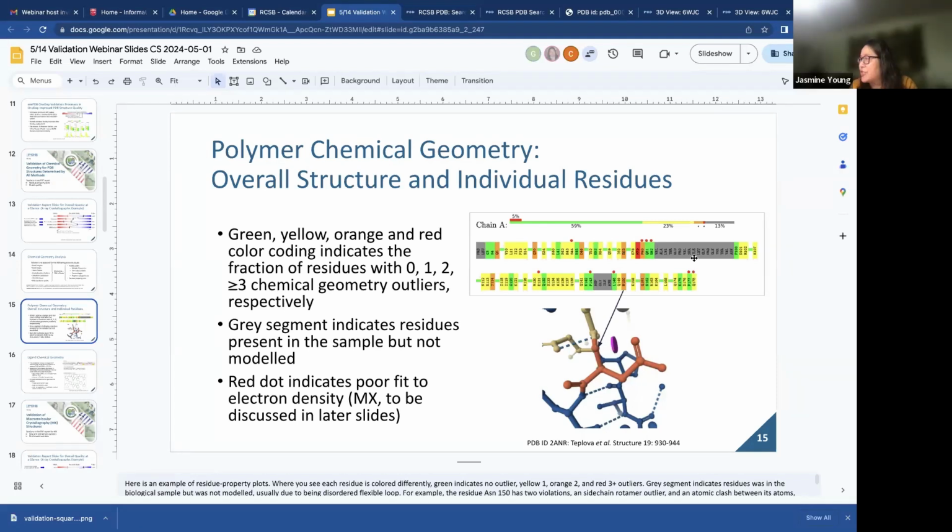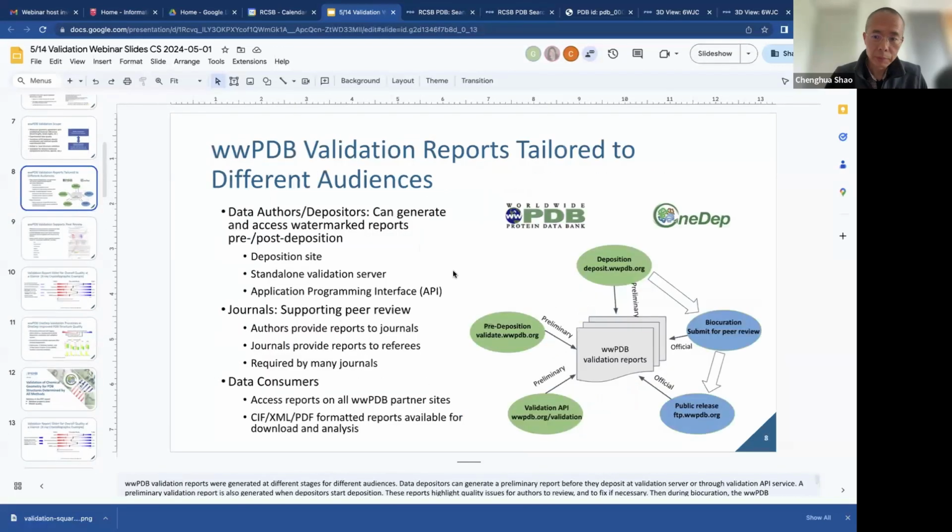Okay, one last question. Is the 3D model validation tool available during deposition, before PDB submission? Yeah, the answer is yes. This page summarizes what you can do. You can do the validation with a standalone validation server, but remember that what you get is a preliminary validation report. That is not a report that a journal requires. And if you want programmatic access, like if you have 10 structures or 200 structures, you can use API access.